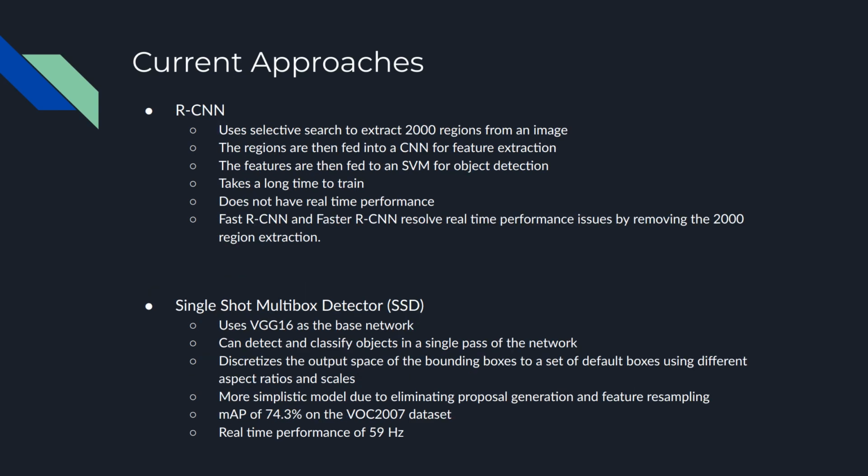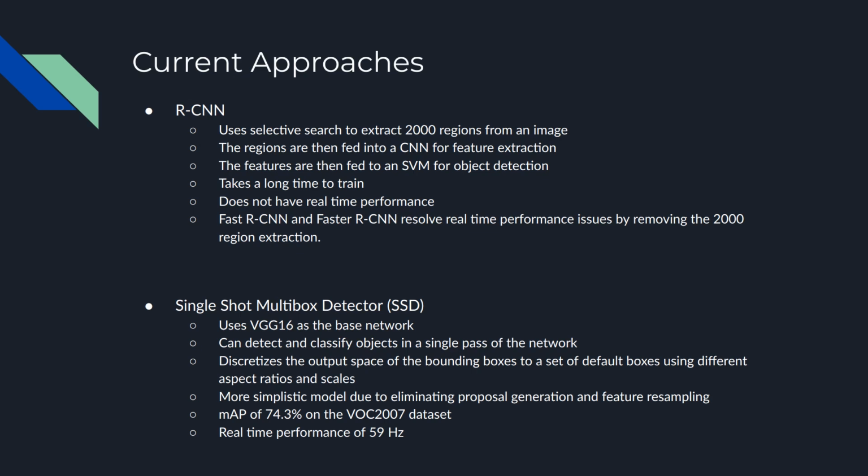R-CNN was another popular one. First it will extract 2,000 regions from an image, which are then fed to a CNN for feature extraction, then fed to an SVM for object detection. Unfortunately, this one takes a long time to train and does not have real-time performance, but Fast R-CNN and Faster R-CNN resolve the real-time performance issues.